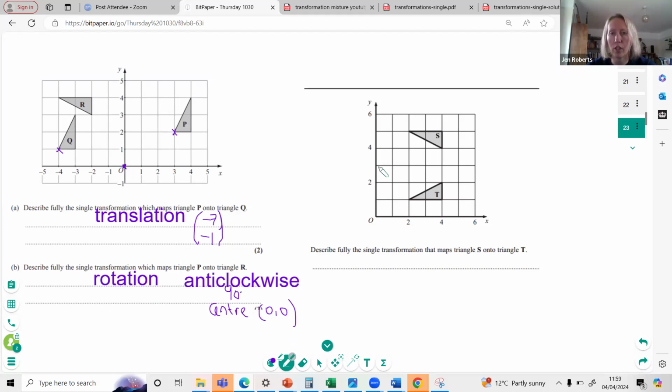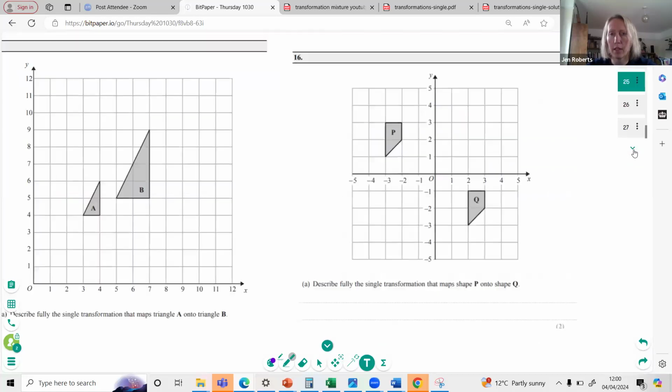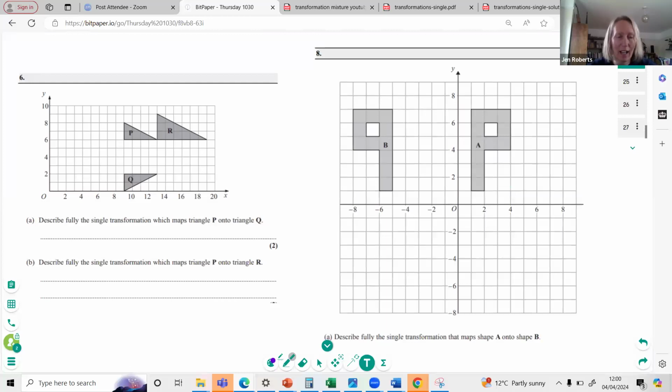Here, this is reflection. There's your mirror line. So reflection, y equals 3. Okay. Have a go at these two. Okay, just seeing how much we've got left. Right, okay. Have a go at this one next.